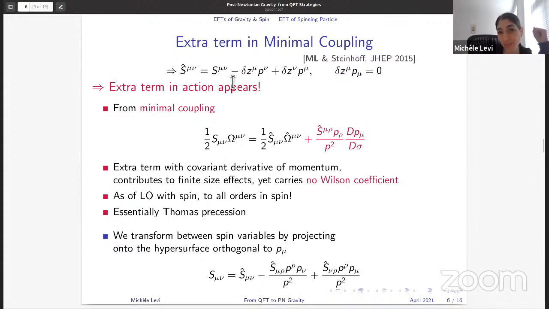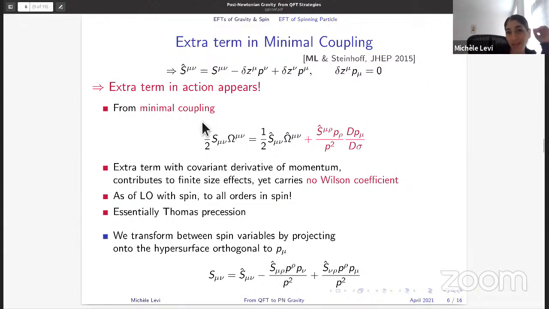And so in fact, what it means is that, as I explained, since we're talking about an extended object, it just means that we are literally moving our center of spin with respect to some previous center to a new center, which is orthogonal to the direction of motion. So if we do that generally, we find that an extra term in the action appears.